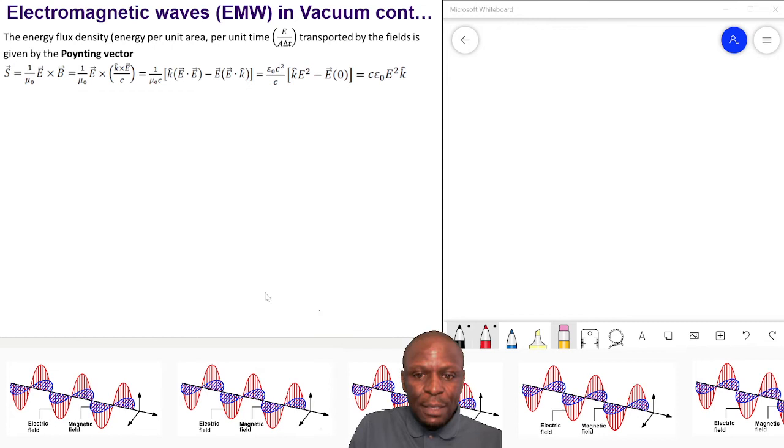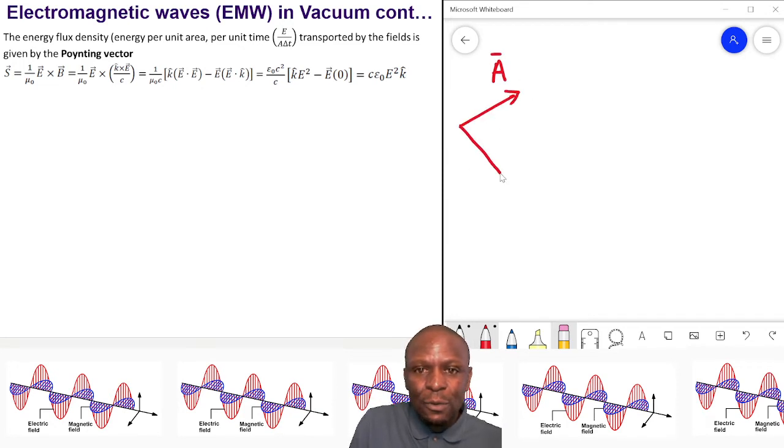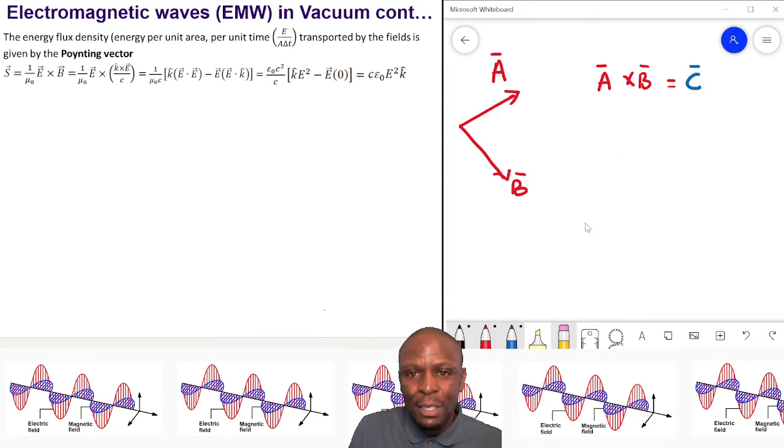Now E cross B, let me remind you that if I have the cross product of two vectors, say a vector A and a vector B here. When I say A cross B, say it's a certain vector C. If this angle is theta, then A cross B is along the shortest rotation from A to B. That will be the vector going into the board. So C is just going to be that vector going into the board.